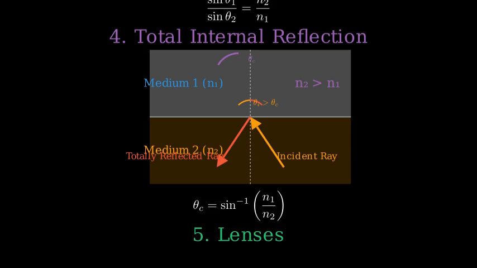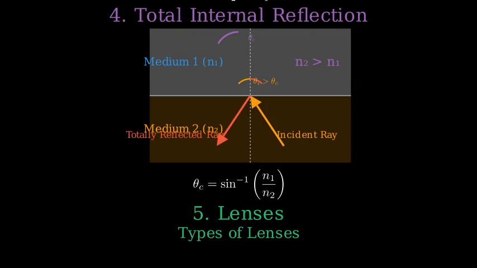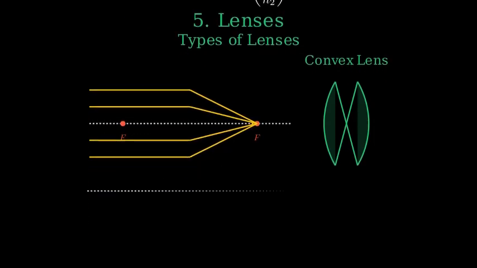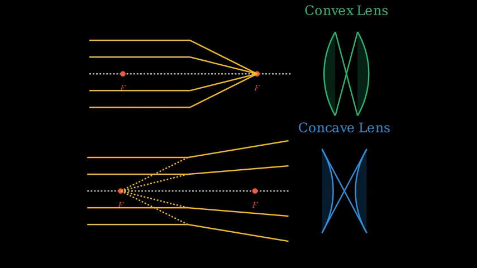Now, let's talk about lenses, which use refraction to focus or spread out light. There are two main types of lenses, convex and concave. A convex lens, thicker in the middle than at the edges, converges light rays that pass through it. A concave lens, thicker at the edges than in the middle, diverges light rays that pass through it.